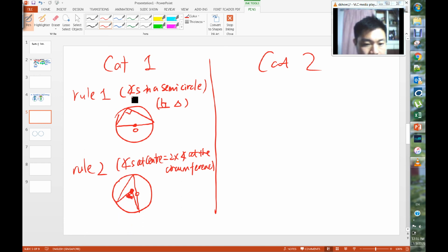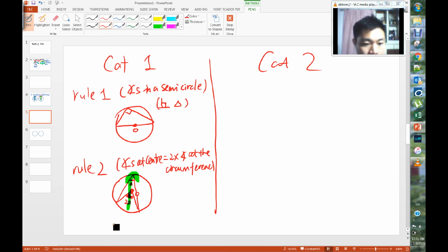And then if you have the angle at center, what you do is you look up from this angle at center and see if you have an angle at the circumference. So in this case, you have 1 angle at the circumference here. So if this is your A, then your angle at center should be 2 times A, right?